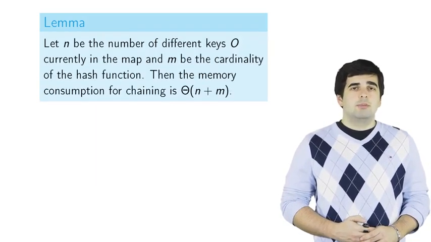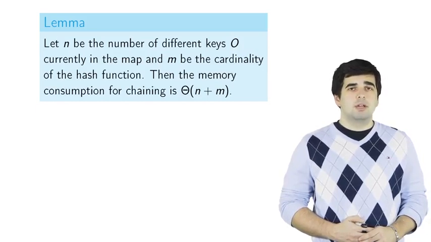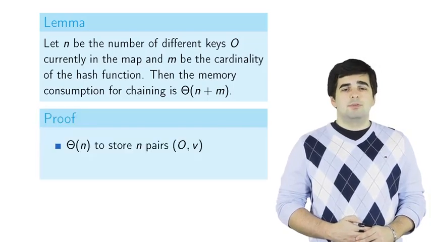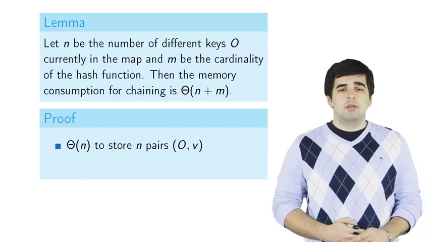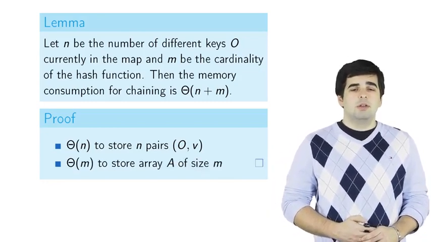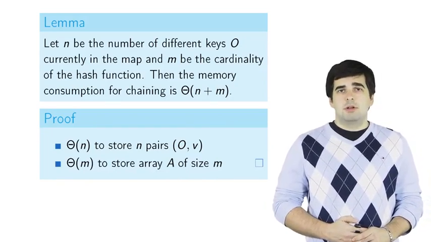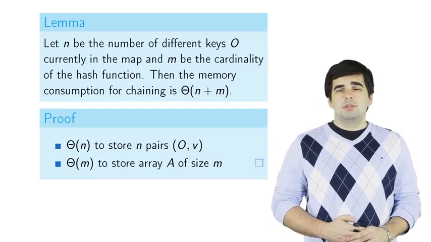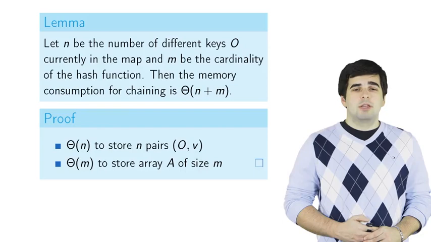Another lemma is talking about memory consumption. So let n be the number of different keys that we store in the map, and m is the cardinality of the hash function. Then the memory consumption is theta of n plus m. That is very easy to prove. First, we need to store n pairs of objects and corresponding values in the map. That's where we get theta of n. And we get additional theta of m to store the array of m lists. Although those lists can be empty, we'll still need to use some memory to store the pointers to the heads of those lists. And that's why memory consumption is theta of n plus m.